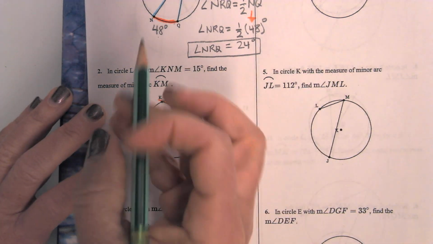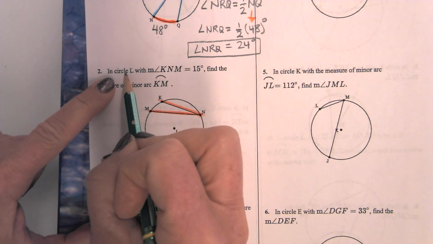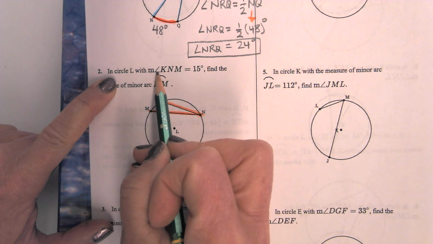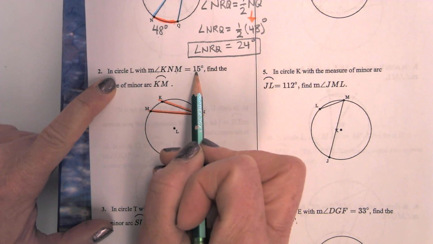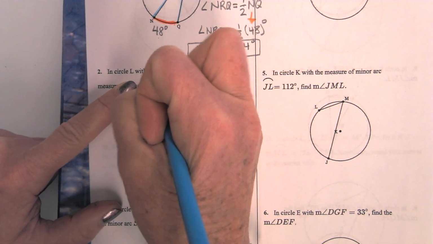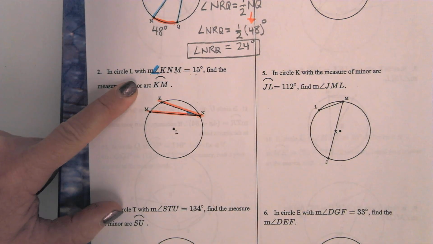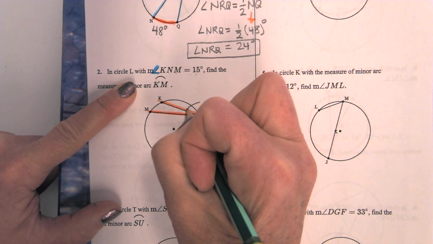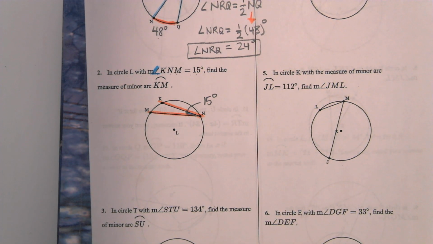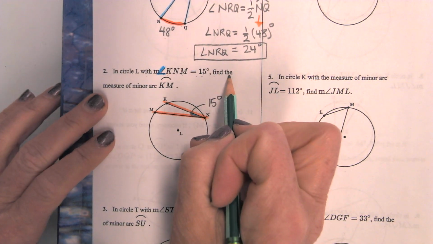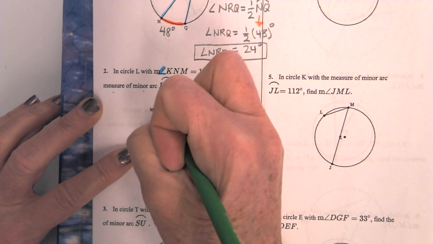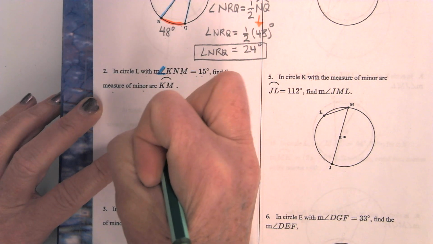Since we have an inscribed angle, I'm now going to go ahead and read. It says in circle L, remember, that's circle L, with measure of angle KNM equal to 15. So this time, they've actually given us the angle measure. That angle measure right here, they've told us it is 15 degrees. They want us to find the measure of the minor arc KM. They want us to find this measure out here. So I'm going to go ahead and put X. That's what I don't know.